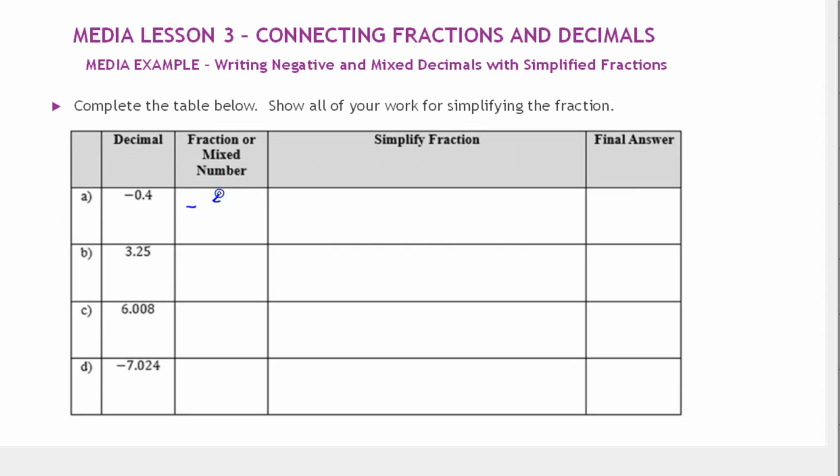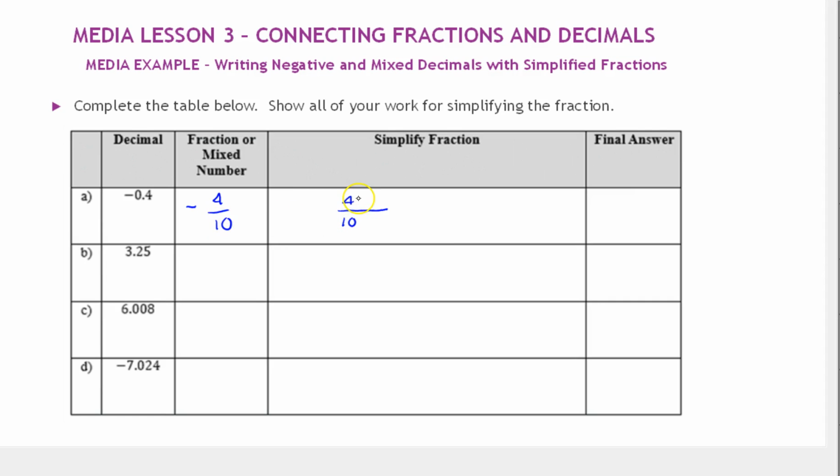We'll write a negative and then 4/10. So notice we just wrote the decimal. 0.4 is 4/10 and we keep the negative sign. Now we're going to simplify the fraction, and we're not going to use the negative sign while we're simplifying, but we need to include it in our final answer. So I'm going to get this ready to simplify.